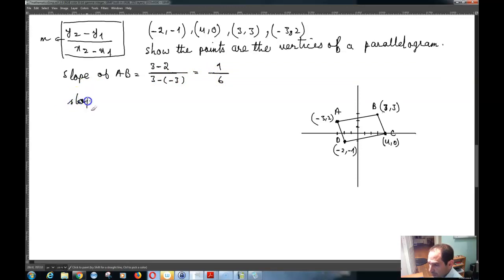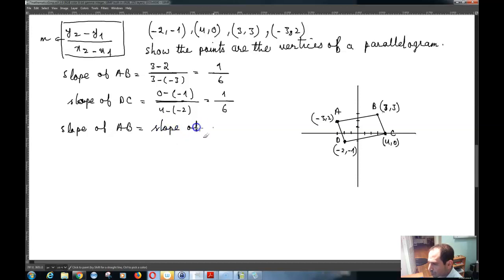Slope of DC is equal to 0 minus negative 1 over 4 minus negative 2, which is equal to positive 1 over 4 plus 2, which is 6. So that means that the slope of AB is equal to the slope of DC.